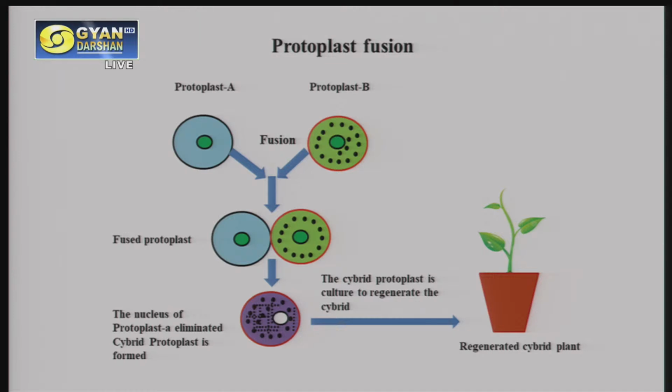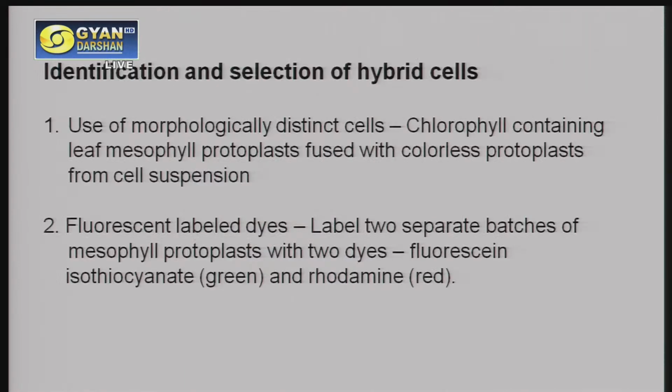Of course there is a cytoplasmic mix as well as a nuclear mix, but mind that if there is a nuclear mix, then there is a chance of increase in the ploidy level. So what you do is you eliminate one of the nuclei, so that there will be only a cytoplasmic mix, and you call it a cybrid. So you take the two protoplasts from the two species, fuse them, and then generate a plant out of this fused protoplast. Of course, you need to identify and select whether the fusion is successful, and there are different techniques. You can use morphologically distinct cells, you can label the cells with different fluorescent dyes, and so on.